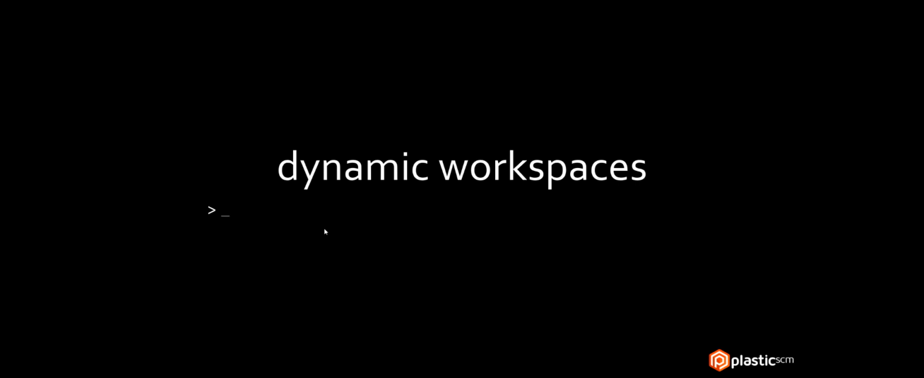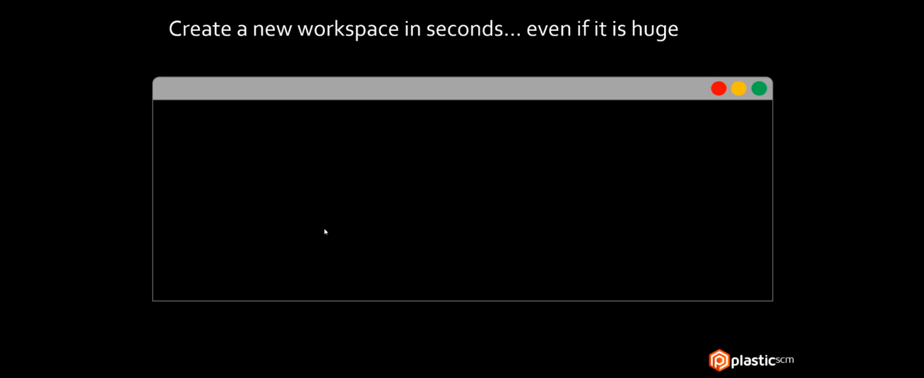We like to say that version control is the operating system of software development. But what will happen if the version control was actually integrated with the operating system? That's what dynamic workspaces are all about. Let's start with a demo.